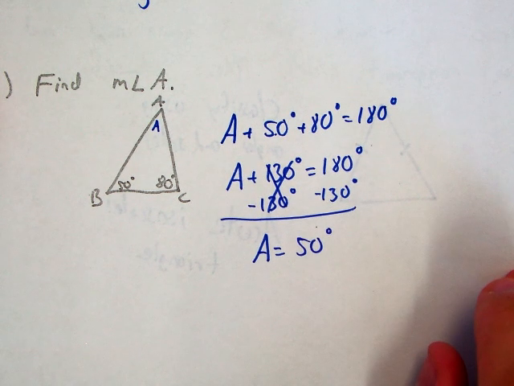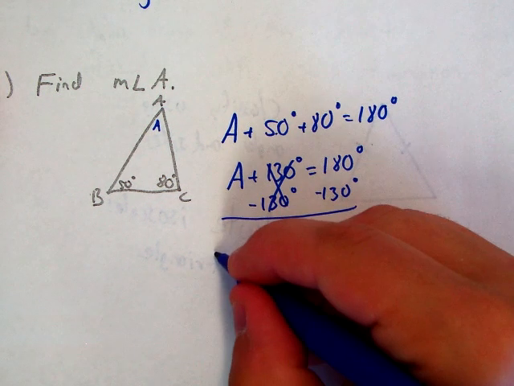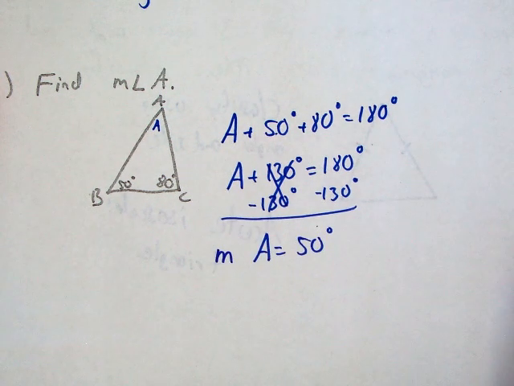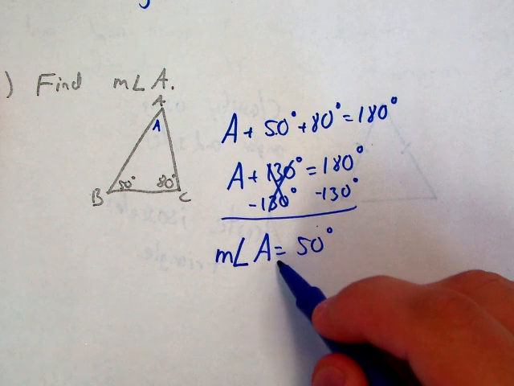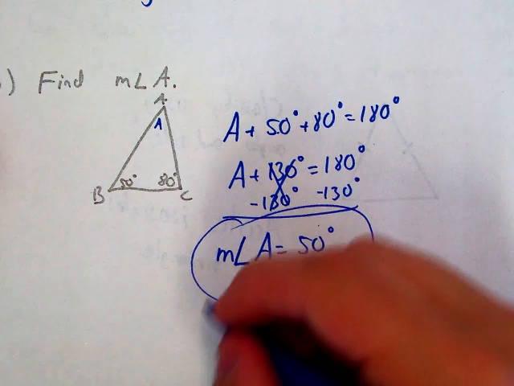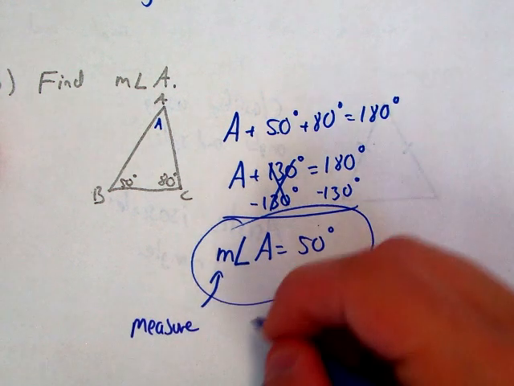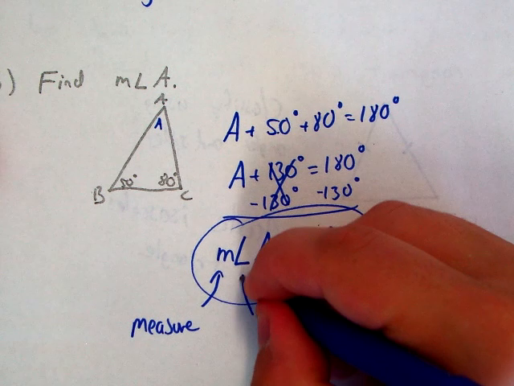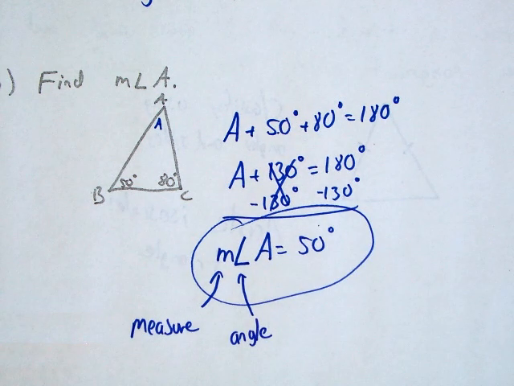Now, the way that I show this answer, instead of just saying A is 50 degrees, I would say the measure, which is what that M means, of angle, which is what this symbol means, A, is 50 degrees. So again, this here means measure. This here means angle. And the A shows which angle we're talking about.